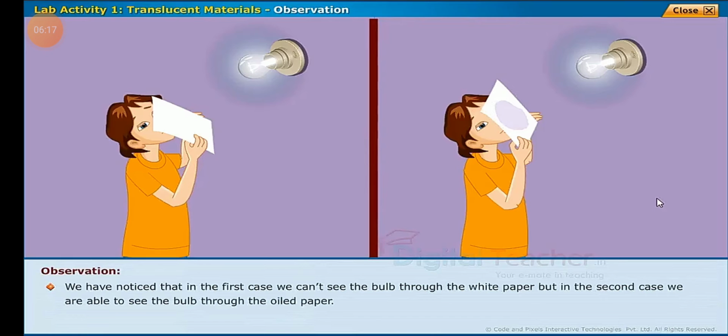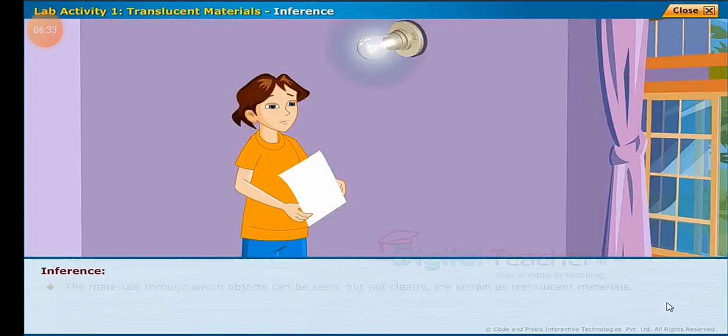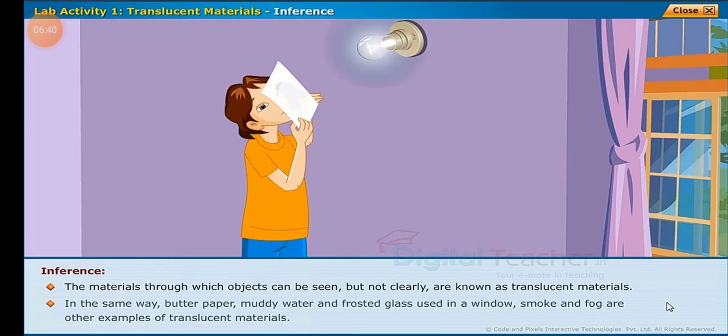We have noticed that in the first case, we can't see the bulb through the white paper, but in the second case, we are able to see the bulb through the oiled paper. The materials through which objects can be seen but not clearly are known as translucent materials. In the same way, butter paper, muddy water, and frosted glass used in a window, smoke and fog are other examples of translucent materials.